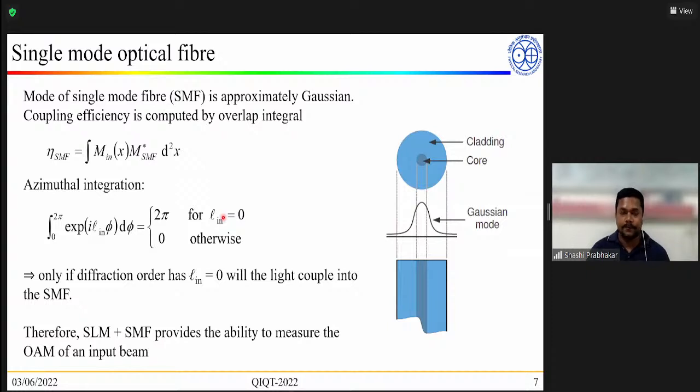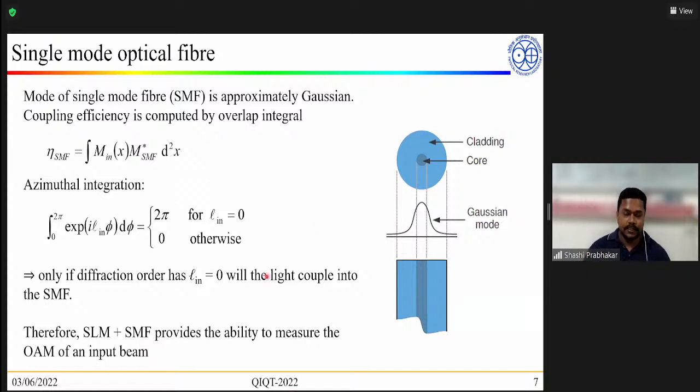So to detect a fourth order vortex or fourth order mode, we will put an SLM. We will change its order to 0, and then we will couple to the single mode fiber. So the SLM, a spatial light modulator, together with the single mode fiber, provides us the ability to measure these higher order modes or orbital angular momentum modes.